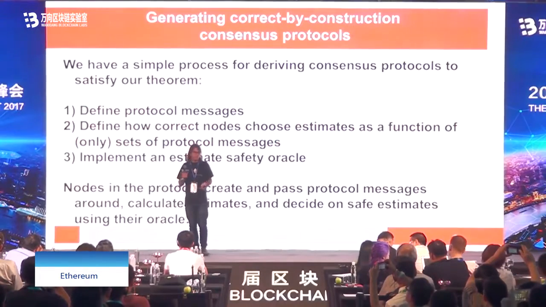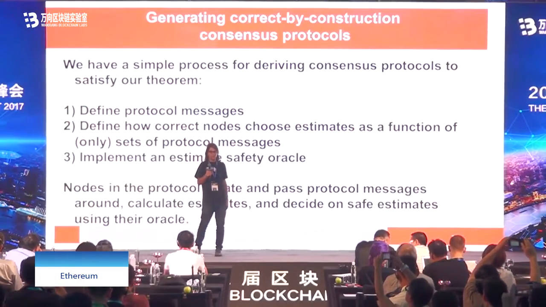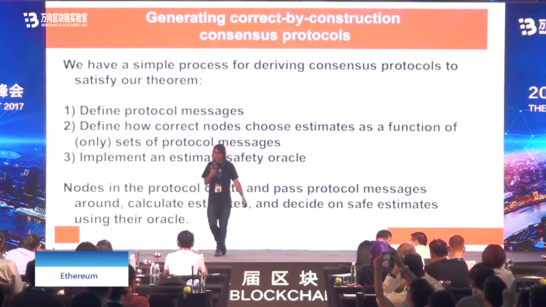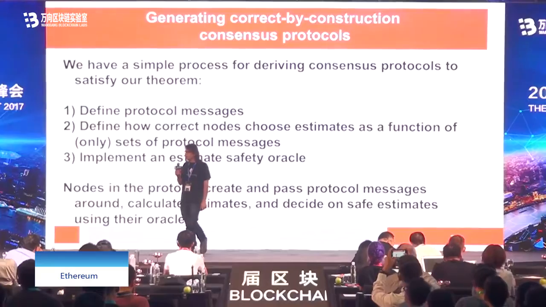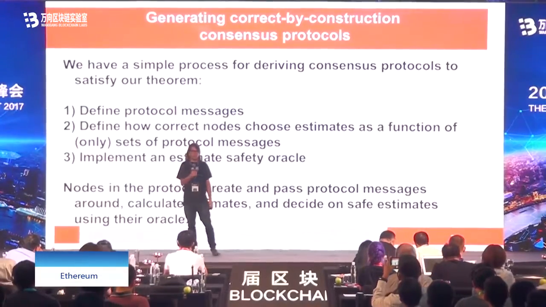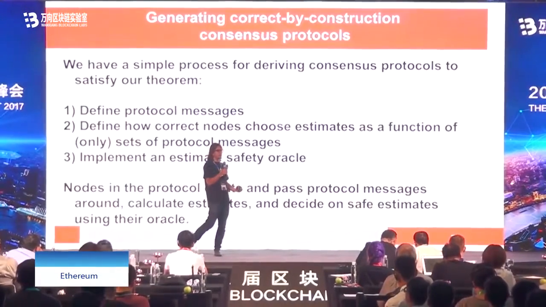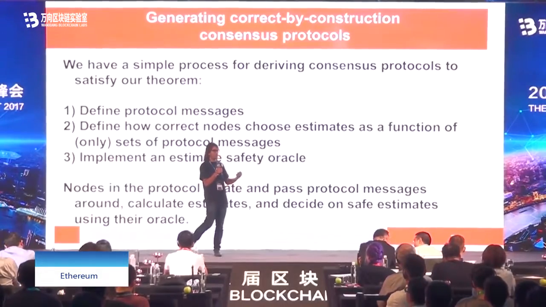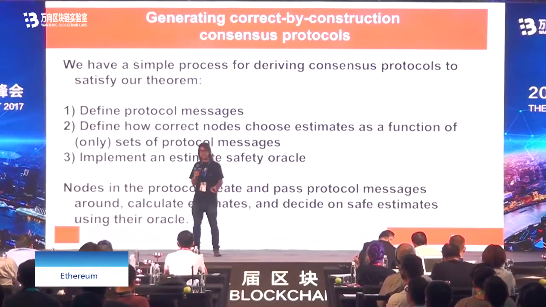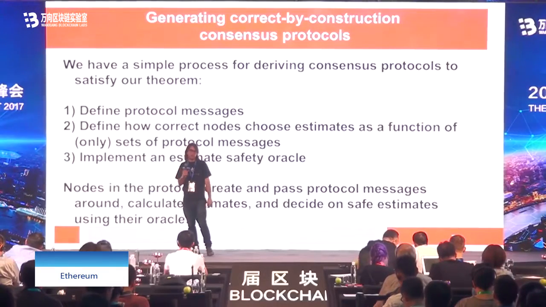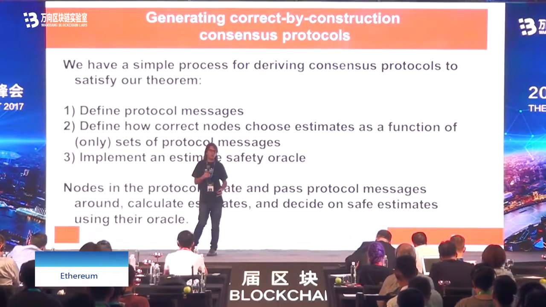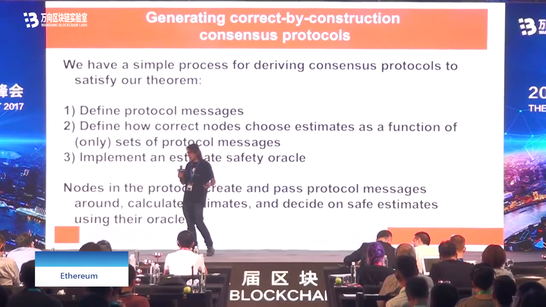So now I'm going to talk about this process for generating consensus protocols by satisfying this proof. There's a few things. We have to define what the protocol messages are. We have to define how nodes choose estimates given that they have a bunch of protocol messages. And we have to implement something called an estimate safety oracle. It's basically something that's going to detect safety. It's going to locally be able to tell us, based on the messages that we receive, whether we actually have this property called estimate safety. And if we do these 3 things, then we have a consensus protocol. It's pretty amazing because it's not supposed to be that easy.